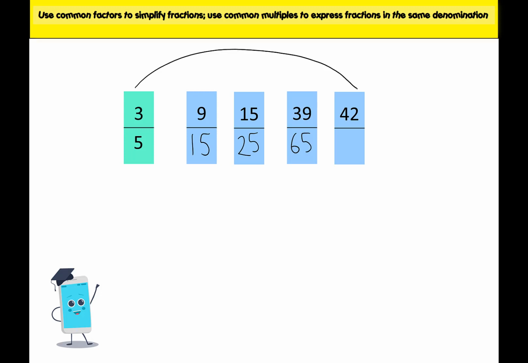3 into 42. Okay, if I know that 3 fitted in 13 times to 39, I can actually see that 42 is just 3 more. So it must fit in 14 times. However, if you're not sure, use the bus stop like we did earlier.